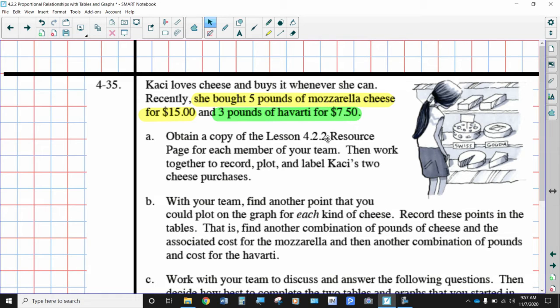So on Classroom, there is some graph paper for you to use to complete this project. What we're going to do is put this information into a couple of tables, one for the mozzarella and one for the Havarti cheese. And then we're going to take that data and put it on a graph so you can see the comparisons of the two lines. Okay, so let's just go ahead and do that.